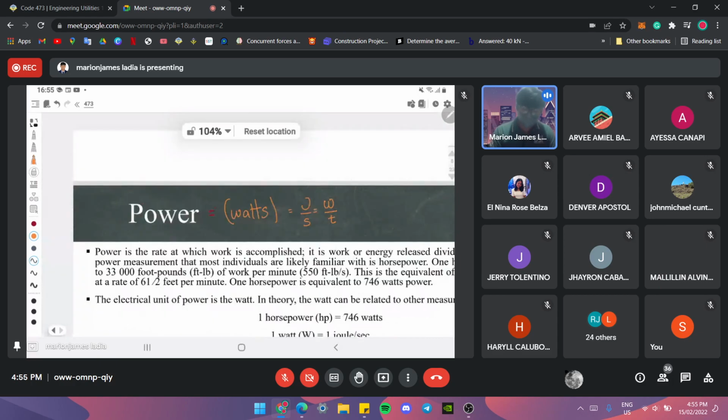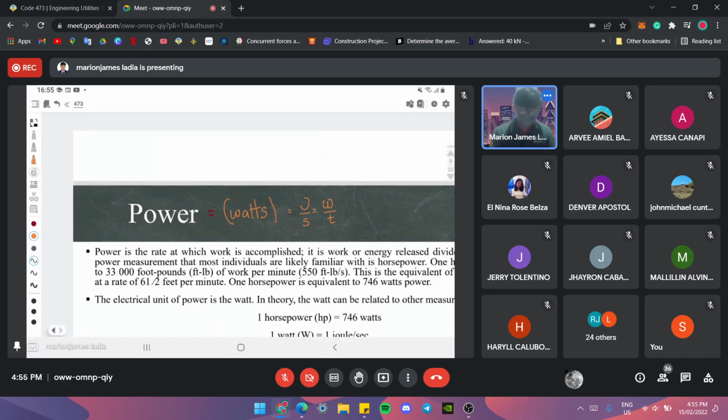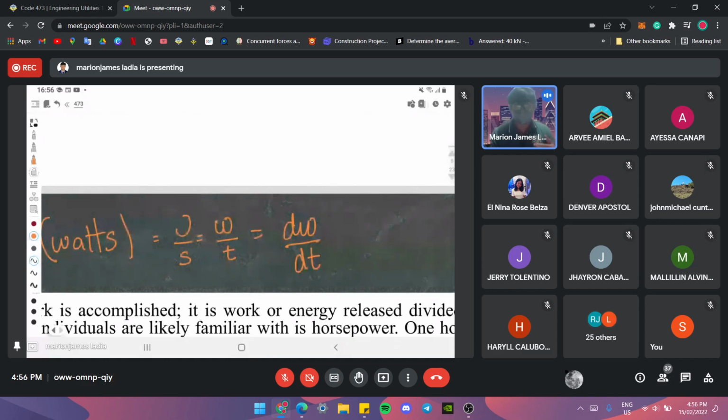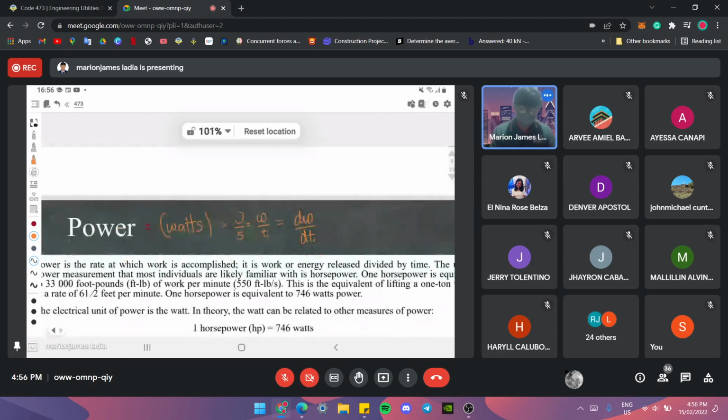Okay? So, that is our power. But another term for power is equal to dW over dt. Pag instantaneous yung pinag-uusapan natin, ano ba itong instantaneous power? Instantaneous power is produced by instantaneous voltage and instantaneous current. So, pag sinasabi natin instantaneous, from the word itself, at a certain time, di ba? Parang graph, di ba? Hindi siya constant, kaya instantaneous.